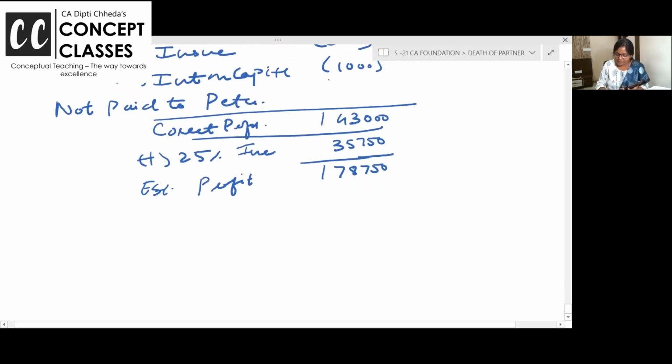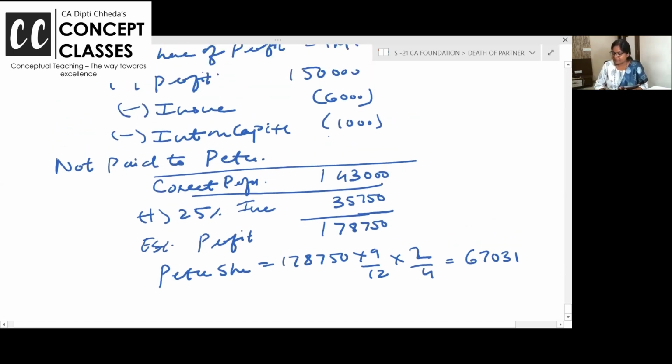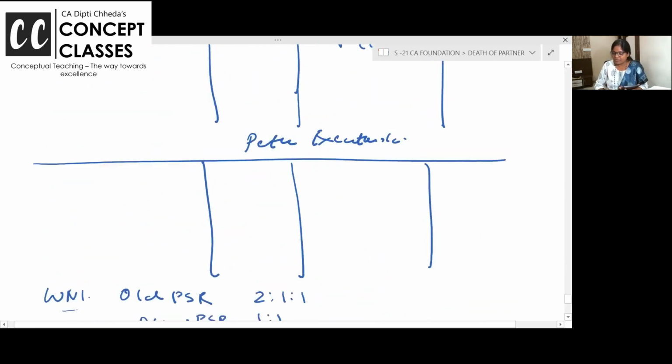Now in this Peter's share, 178,750 is for 12 months. So 9 months, and Peter's share is 2/4. 178,750 into 9 divided by 12 into 2 divided by 4. So this is coming 67,031.